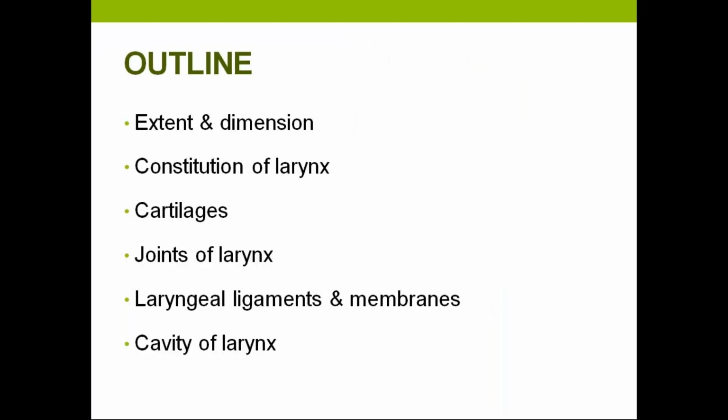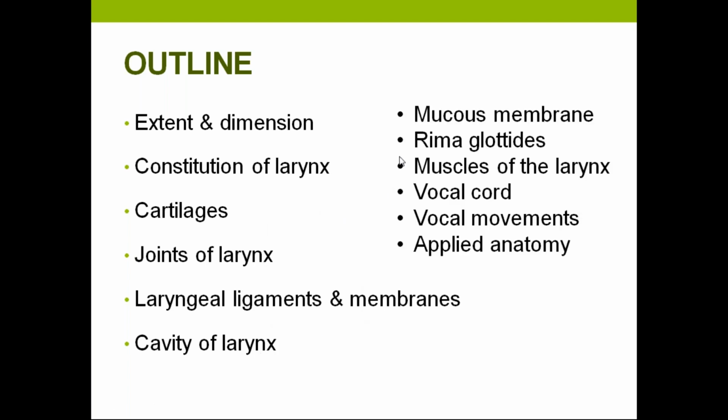So what are the things we are going to see in the larynx today? First, we'll see the extent and dimension. Then we'll see the constitution of the larynx. Next, the cartilages, joints of larynx, laryngeal ligaments and membranes, cavity of larynx. Other than this, mucous membrane, rima glottis, muscles of larynx, vocal cord, vocal movements, and applied anatomy.